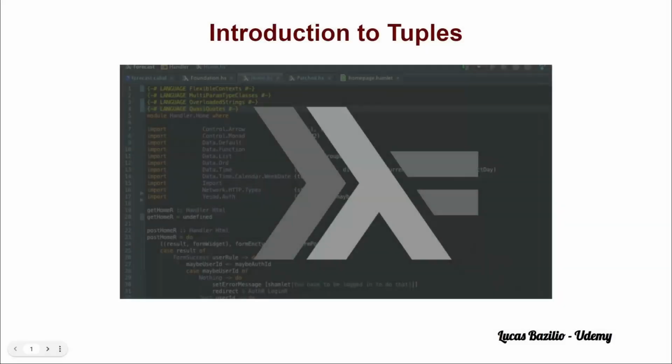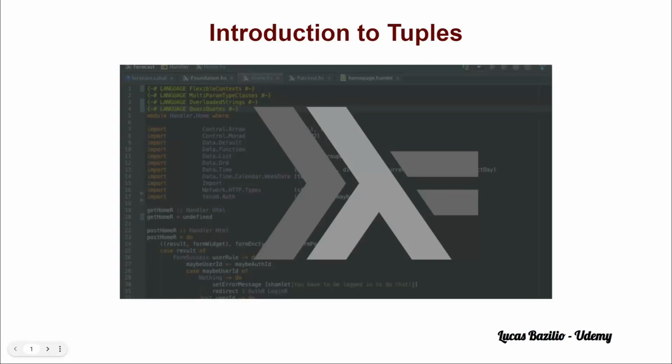Hey everyone, and welcome to the section about tuples in Haskell. So far, throughout the course, we have seen functions that work with the basic Haskell types: the booleans, the integers, the reals, and the characters. But Haskell has more types.